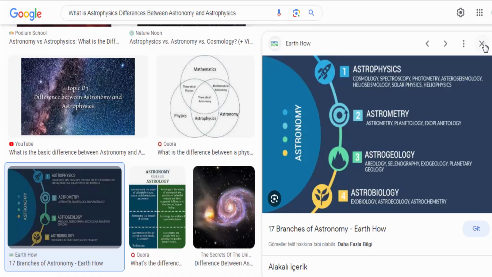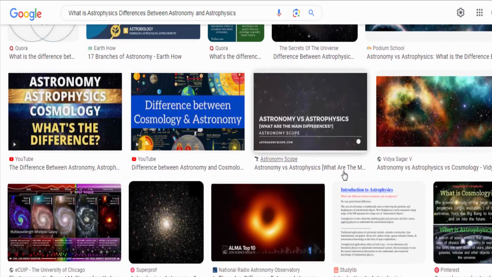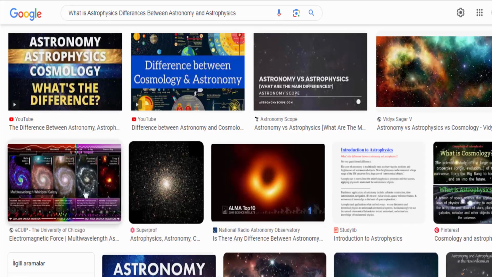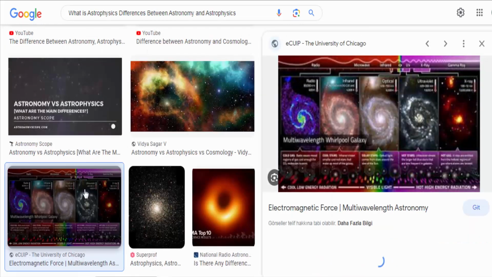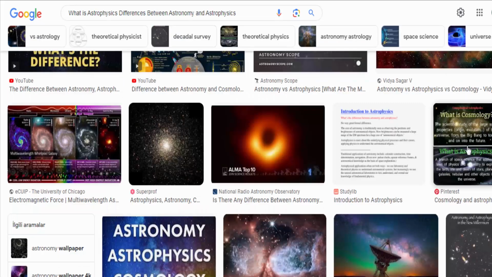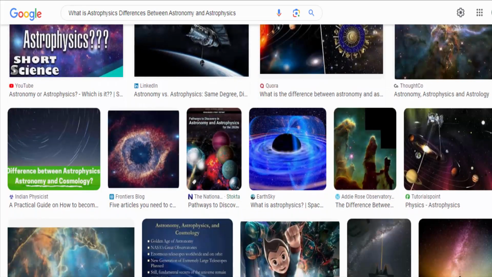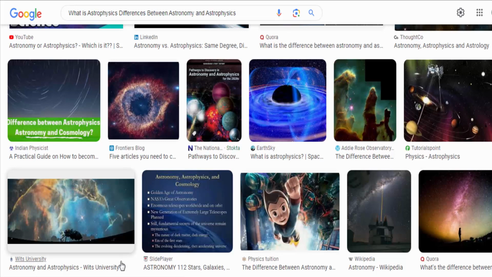Astrophysics, on the other hand, combines observational data with theoretical models and principles of physics to derive physical explanations for the observed phenomena. Astrophysicists use mathematical and computational techniques to develop models, simulate processes, and test hypotheses to understand the underlying physical mechanisms in the universe.